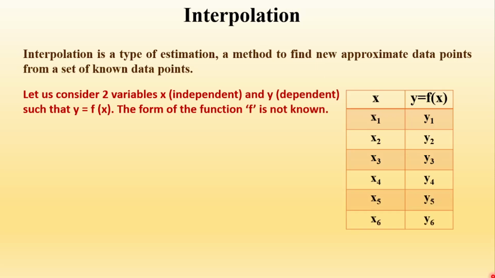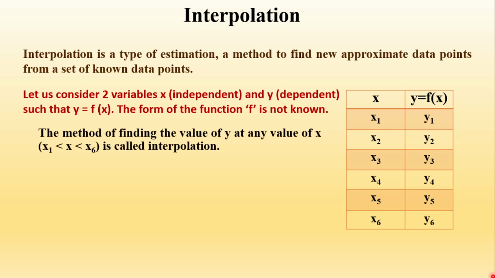Say we have two variables, x independent and y dependent, such that y is equal to f(x), and the form of function f is not known. We just have the values of the function at different values of x. The method of finding the value of y at any value of x such that the value of x lies between these tabulated points x1 to x6 is called interpolation.